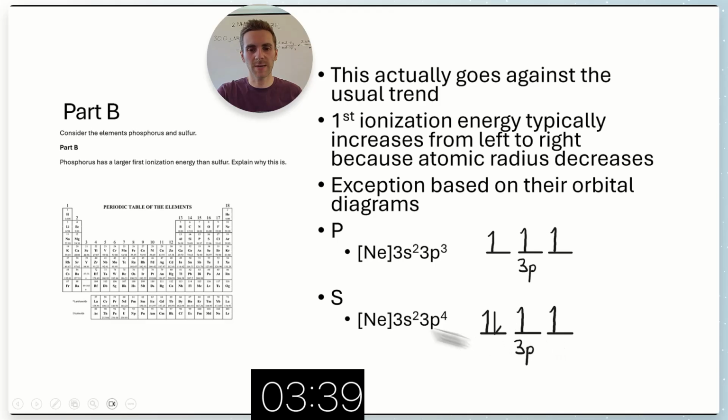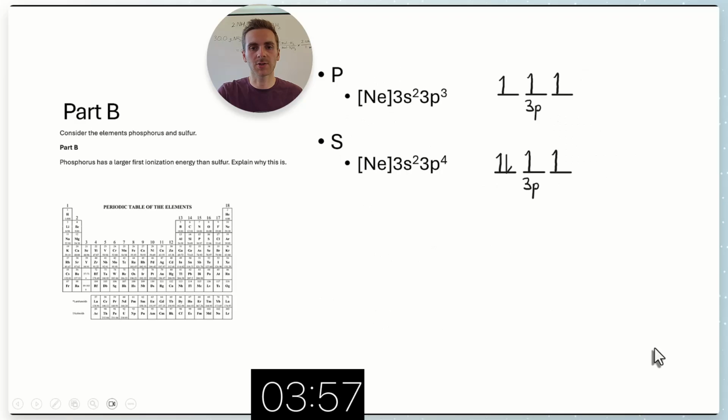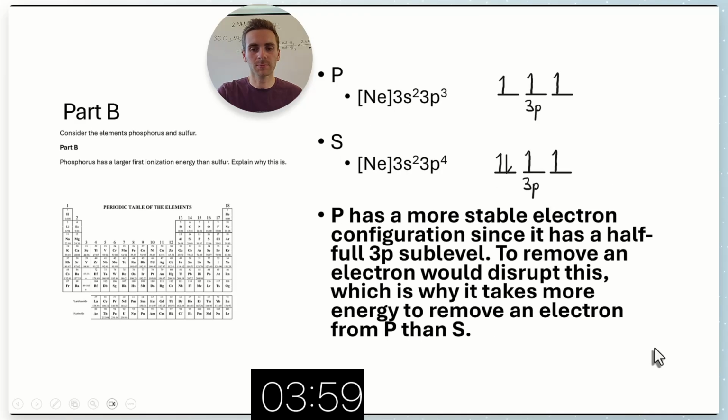So there's this exception that happens, and again, the same thing happens between nitrogen and oxygen, where oxygen actually has a smaller first ionization energy than nitrogen, and sulfur has a smaller first ionization energy than phosphorus, due to the stability of their orbital diagrams or electron configurations. So again, this is probably what I would write to justify that.